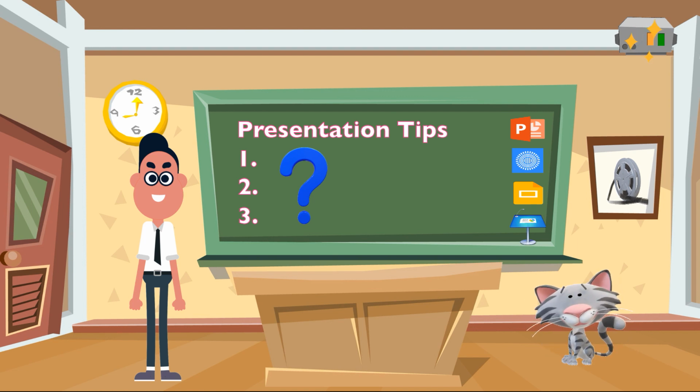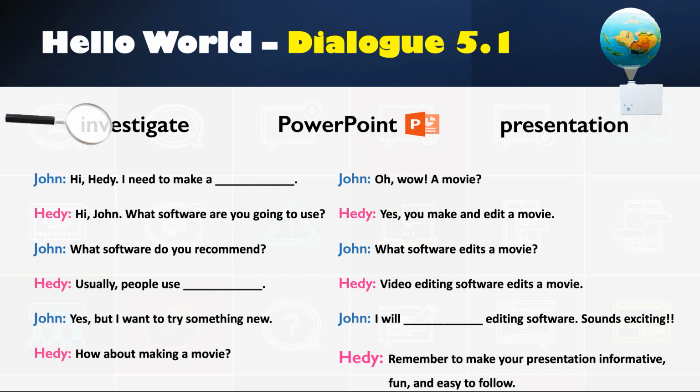So Yonghee, you've got 6 tips. 3 from Hedy, 3 from Yonghee. Okay. So let's keep it short and simple. Only suggestion, Professor Neil. So we're just going to run through the dialogue one more time. Yonghee, you read Hedy, I'll read John.